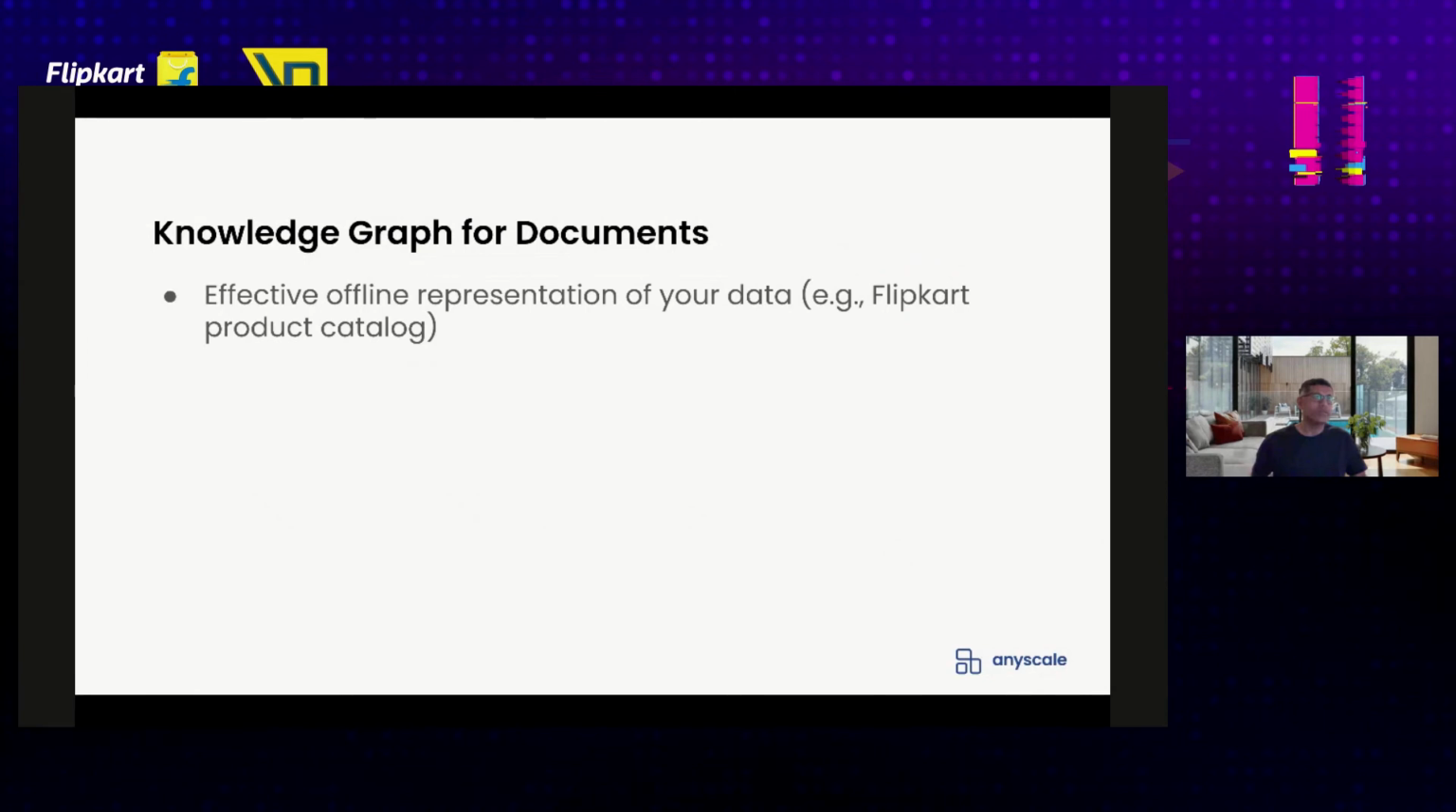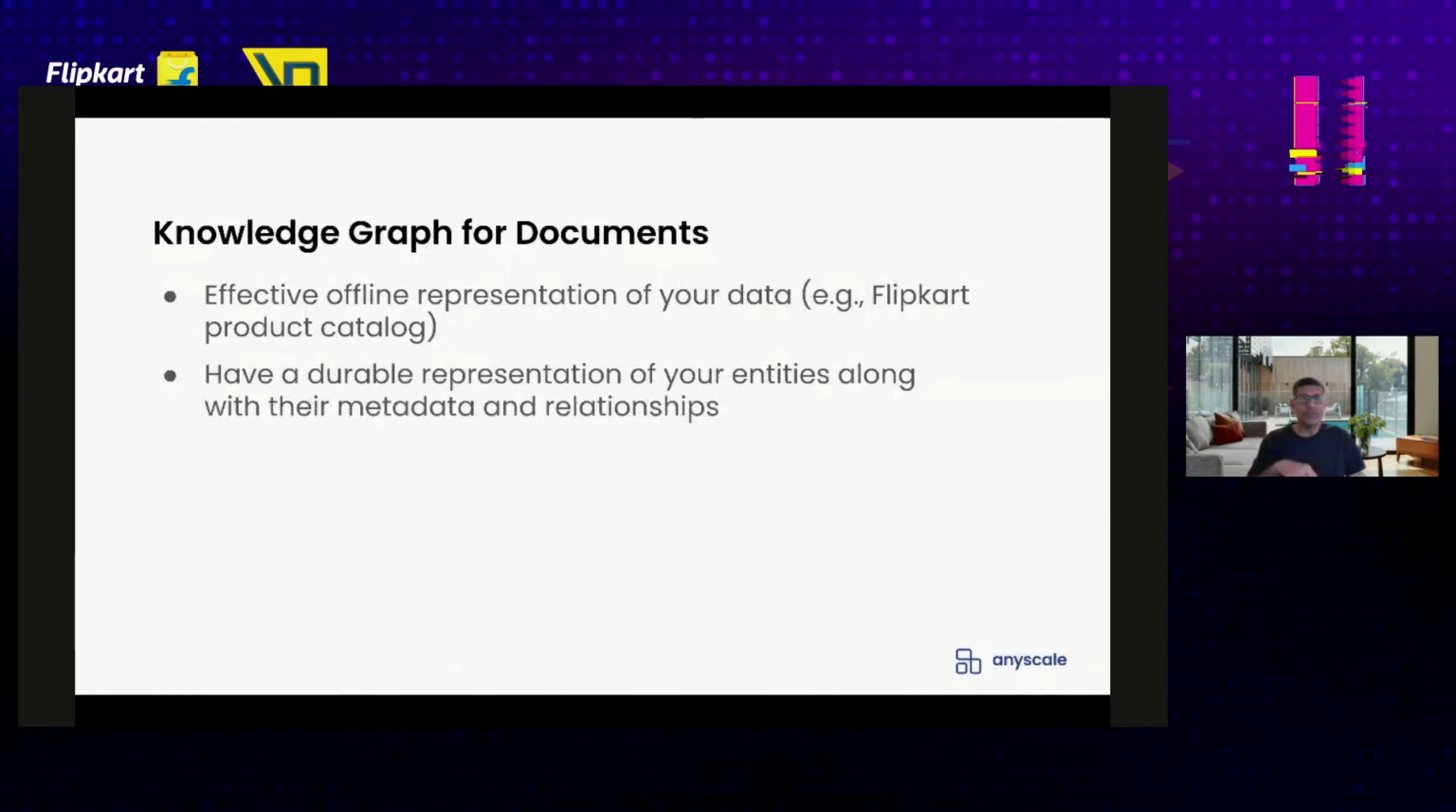So there's a lot of other information that goes with that thing rather than just the product and its product metadata. And you want to figure all that out. So the first thing in this whole process is to be able to represent your data in an effective manner. So have a durable representation of your entities, where you store the entities, the metadata of the entities, and also the relationship of those entities with other entities. So shoe is a footwear, it is like a slipper, it goes with socks, so on and so forth, right?